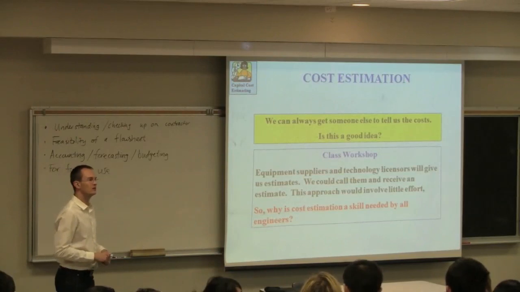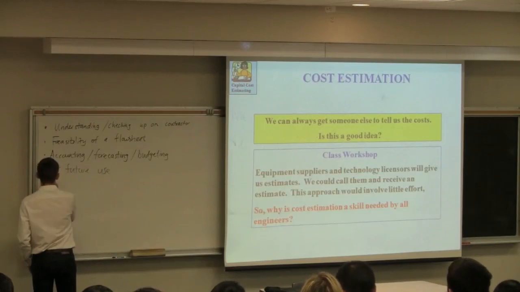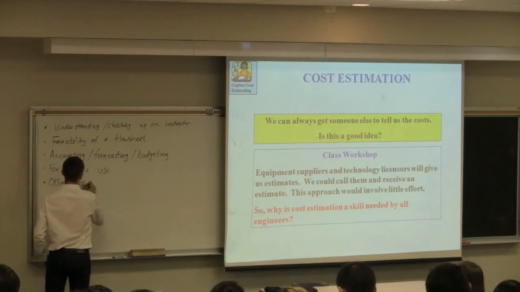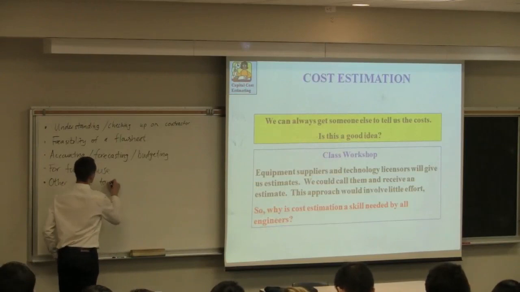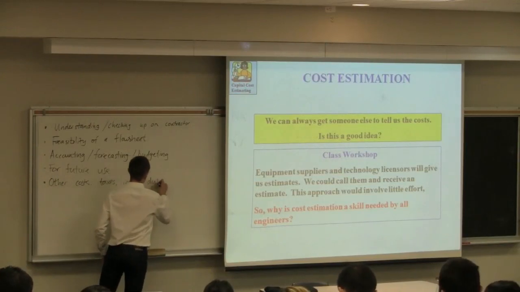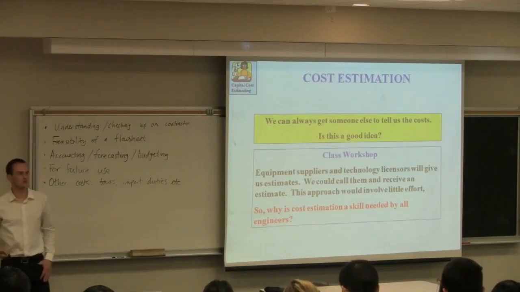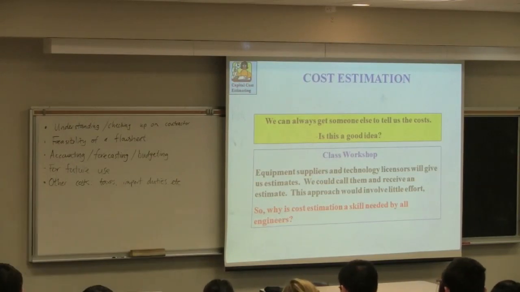There might be hidden costs behind the face costs, like import taxes on equipment and stuff like that. Okay, so taking into account other costs such as taxes and import duties, we want to have a good estimate of those as well. Yep, these are all great ideas.